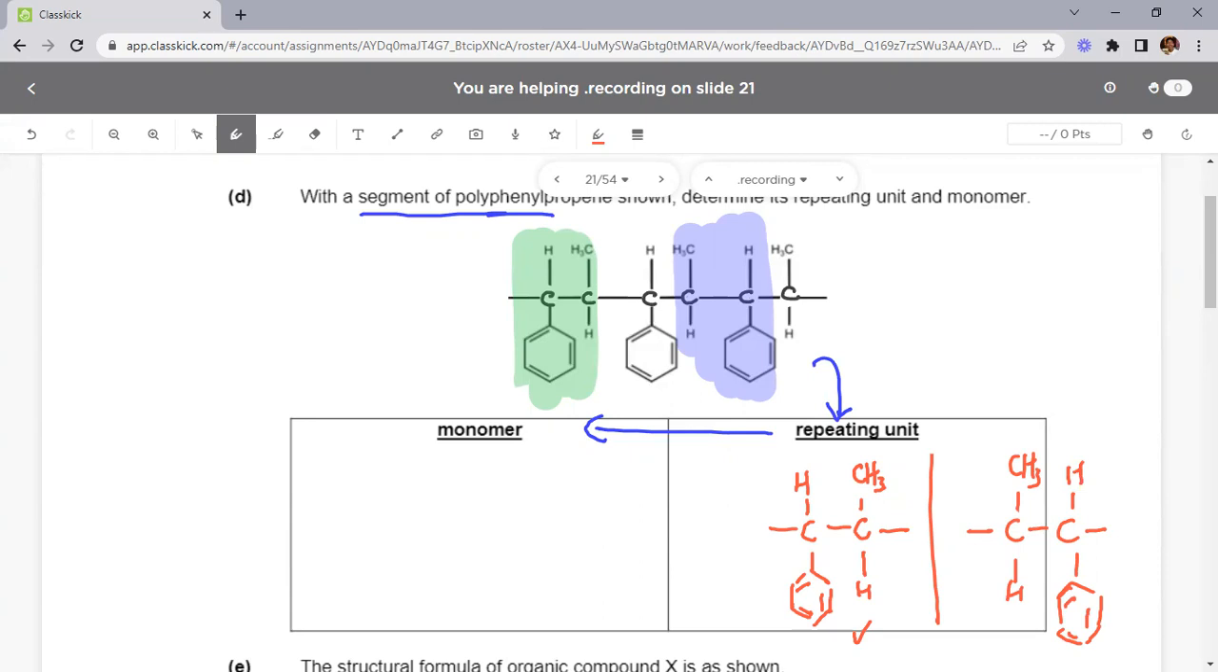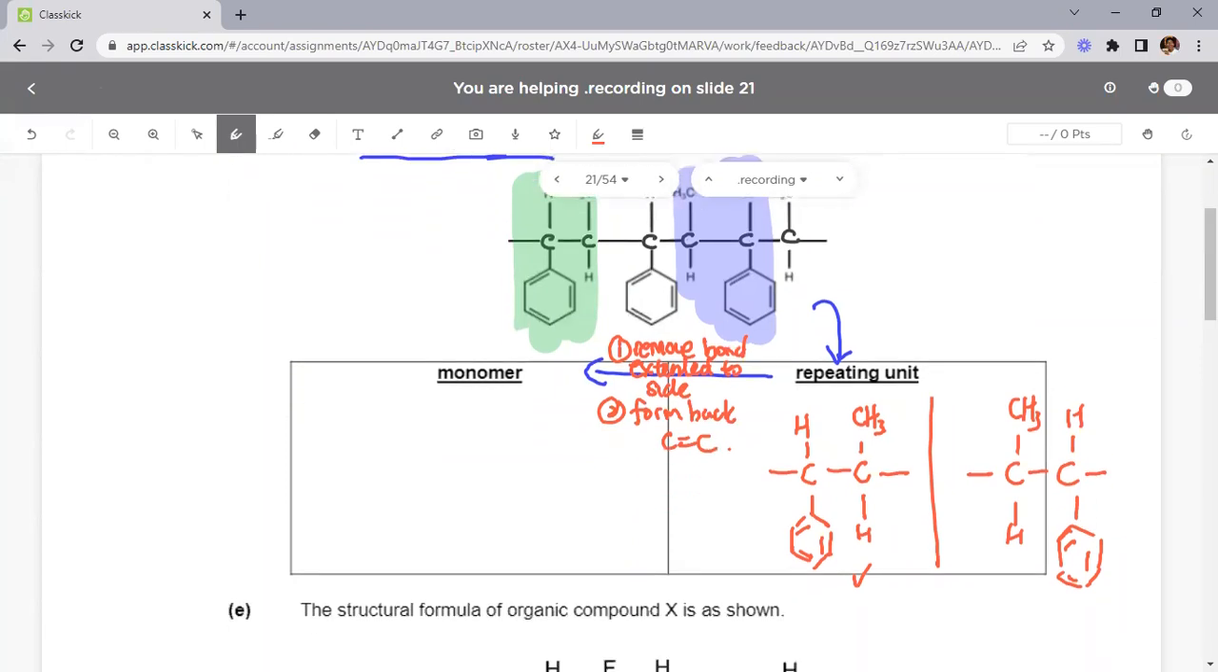And to convert to the monomer, what I'm going to do is I'm going to remove the extension. First step, to remove the bond extended to the side. Second step, I'm going to form back the C double bond C. So let's use the left-hand side one for convenience. So I'm going to do step 1 and step 2 here. I'm going to draw the repeating unit first.